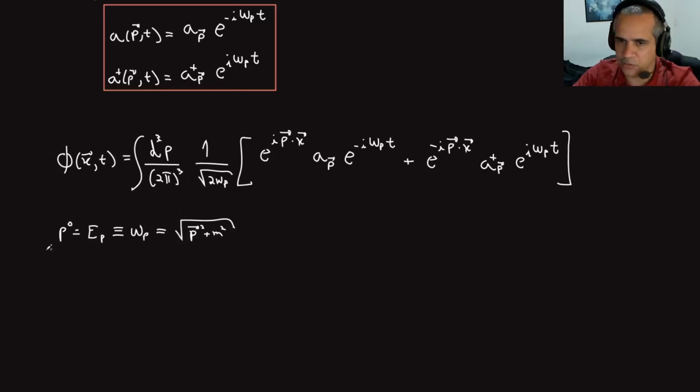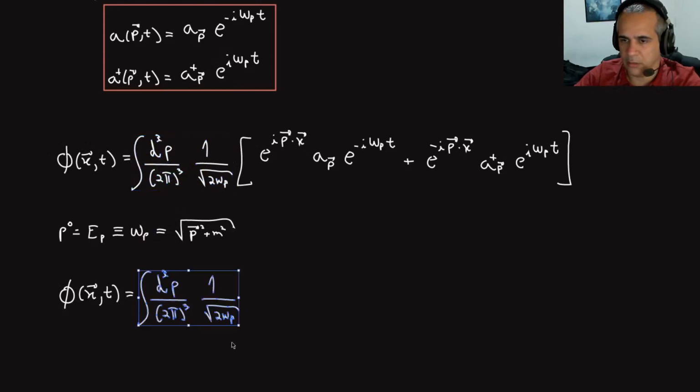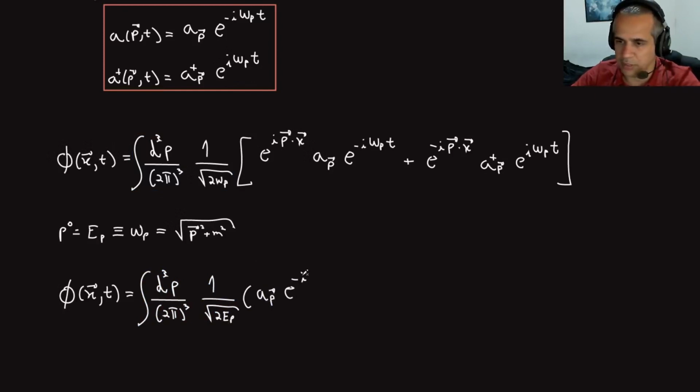But given that I'm naming p zero after this omega, then I can write this phi of x, t as the integral in three momenta. Now I'm calling this E p, A of p, which is a thing that does not depend on time anymore, exponential of minus i p x, plus A dagger. And now I'm suppressing the arrows here. That means this is a p mu. It's like this is the scalar product in four dimensions, in Minkowski space.